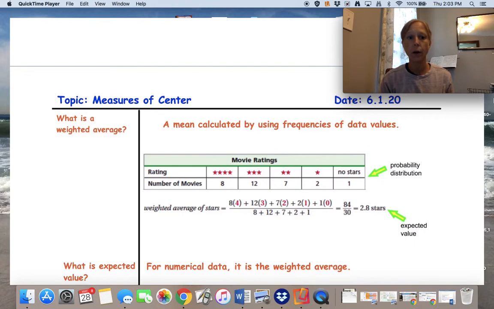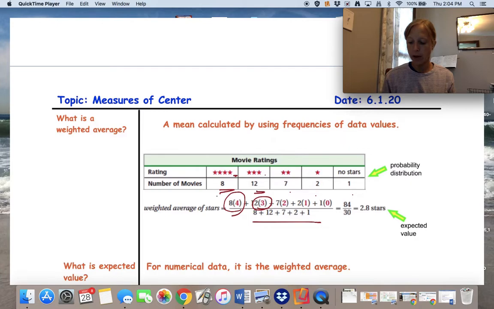In order to determine a weighted average, if you look at the example on your screen, we can see that we have movie ratings and then the number of movies that got that rating. So 8 movies had a rating of 4 stars, so we would multiply 8 times 4. 12 movies had a rating of 3 stars, 12 times 3, and so on and so on. We'll add up all of those, and then we're going to divide by the total number of movies. So that's where we will add up our 8, 12, 7, 2, and 1 for our weighted average, or our expected value.